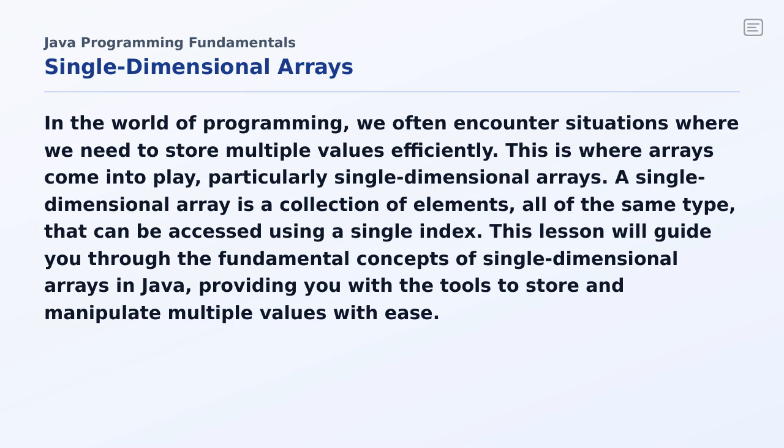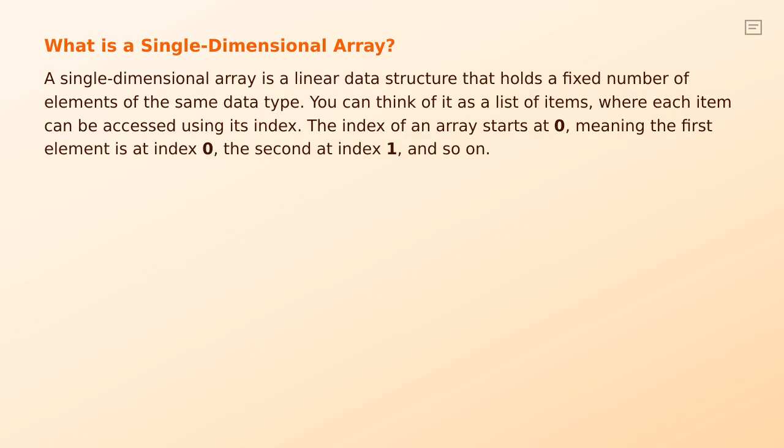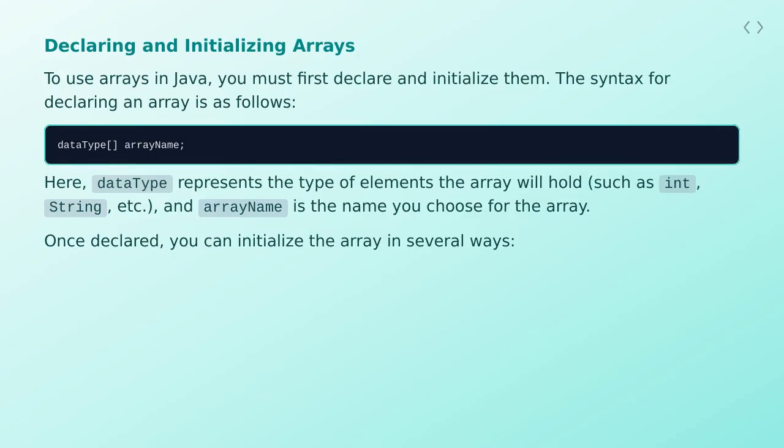Don't worry if this feels new at first. This section covers what a single-dimensional array is. A single-dimensional array is a linear data structure that holds a fixed number of elements of the same data type. You can think of it as a list of items, where each item can be accessed using its index. The index of an array starts at 0, meaning the first element is at index 0, the second at index 1, and so on.